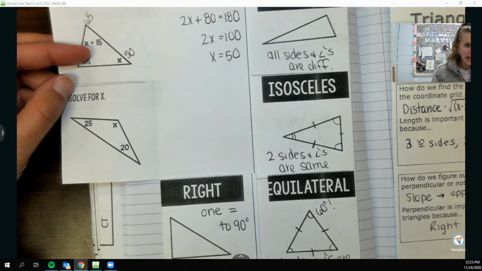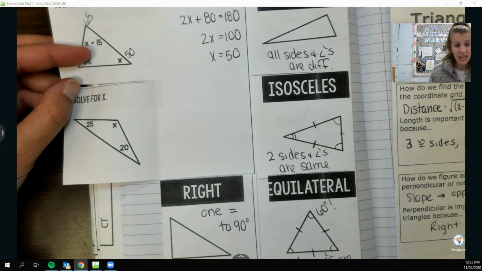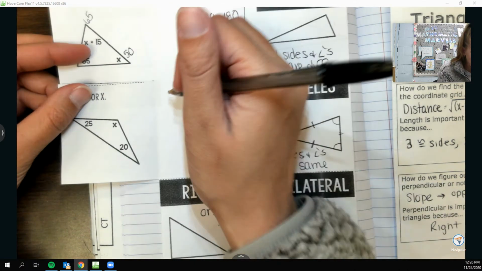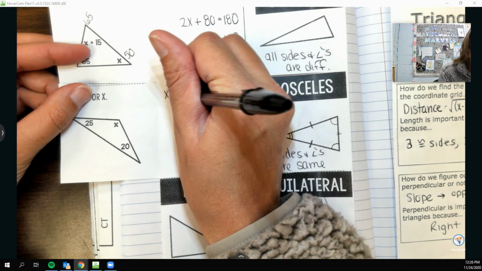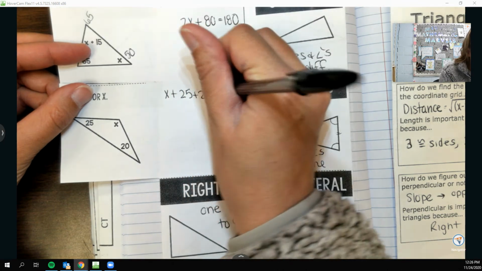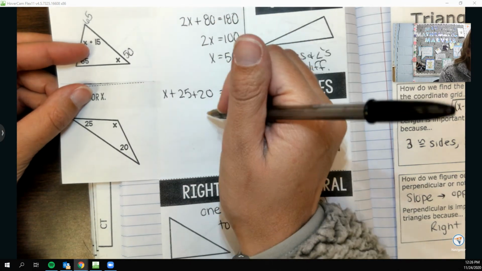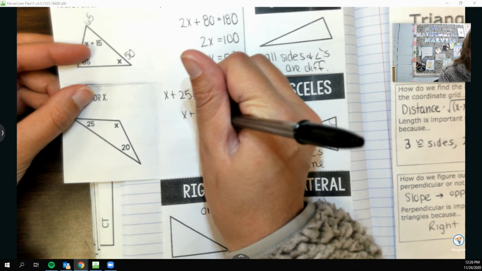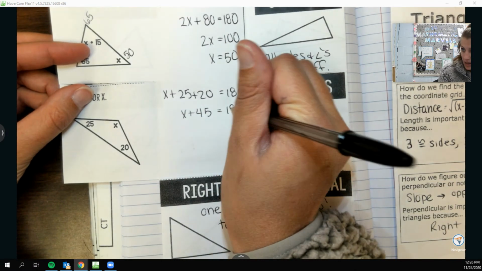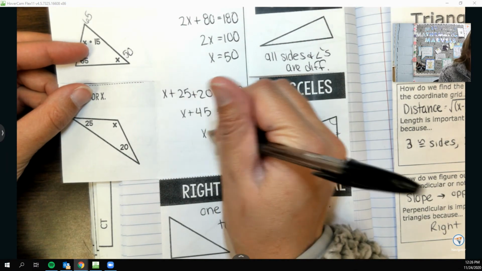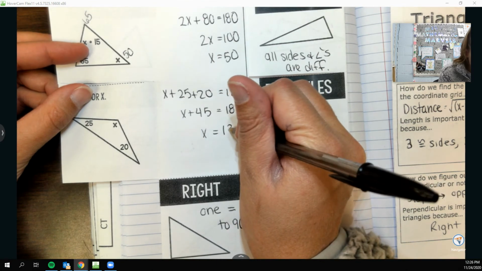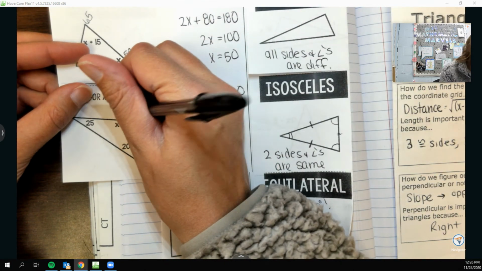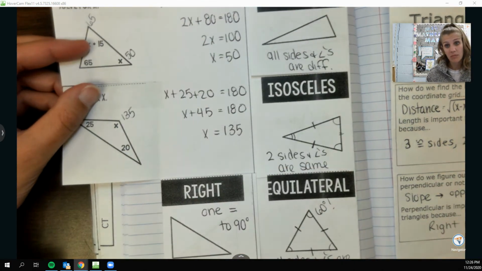Now, underneath that, obtuse. Again, I can solve for x here. I mean, really just because I can do the triangle sum theorem. So x plus 25 plus 20 equals 180. Combine my like terms. And then subtract the 45. So 135, which shows me that one angle is obtuse.